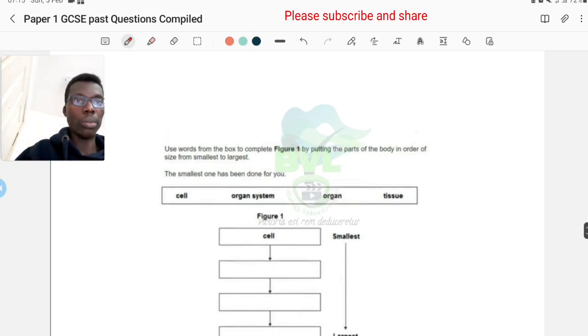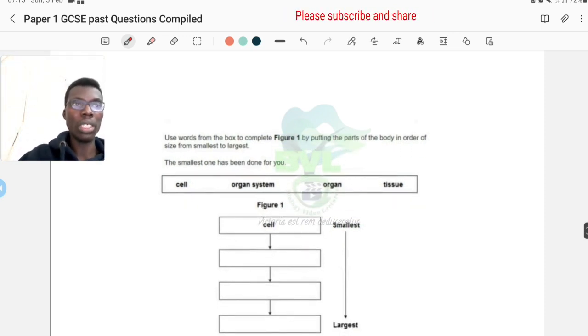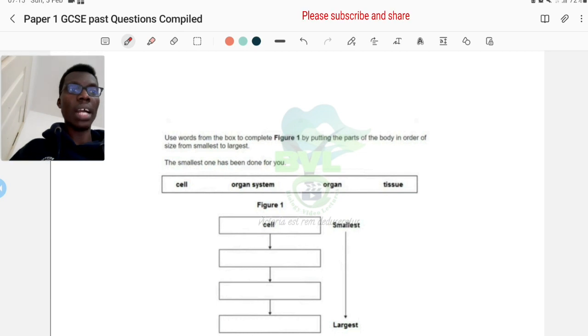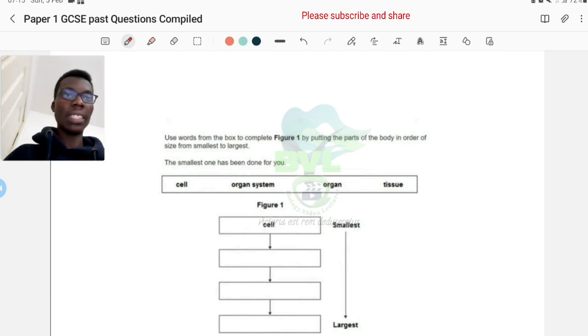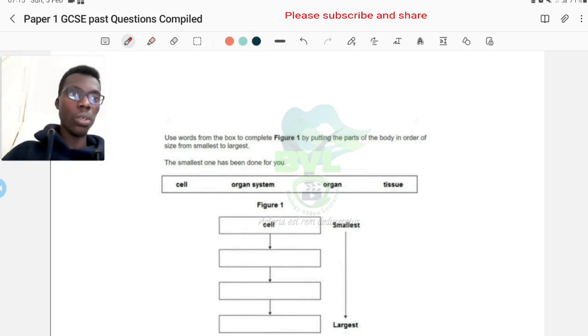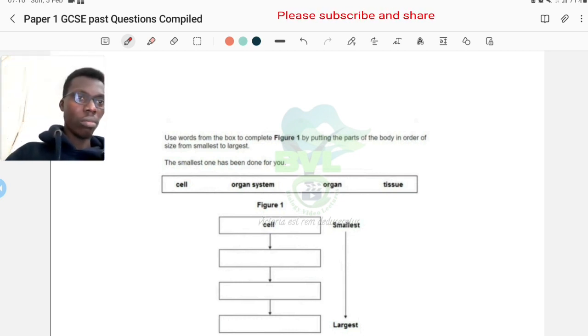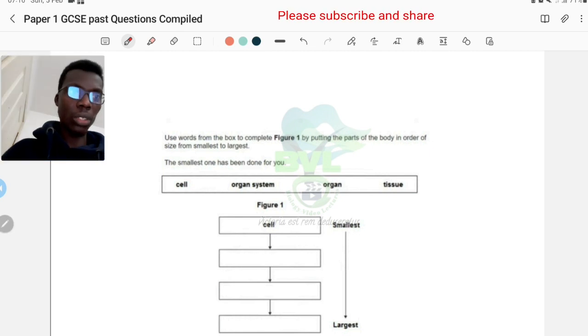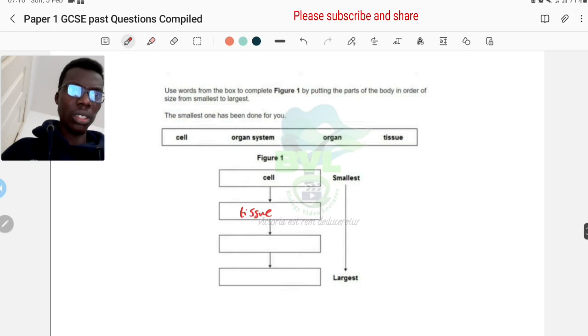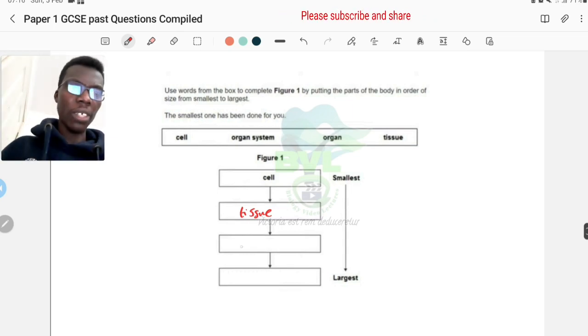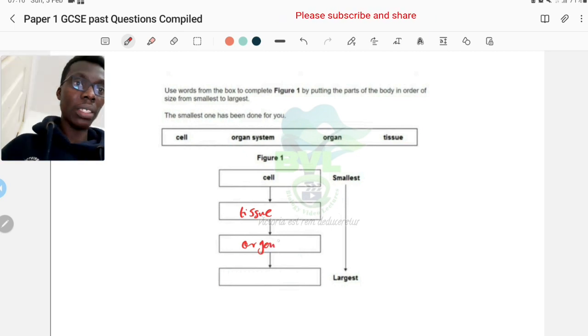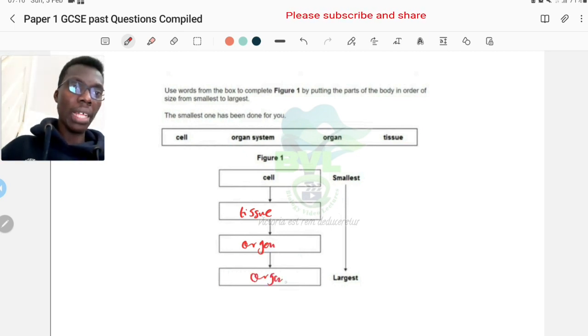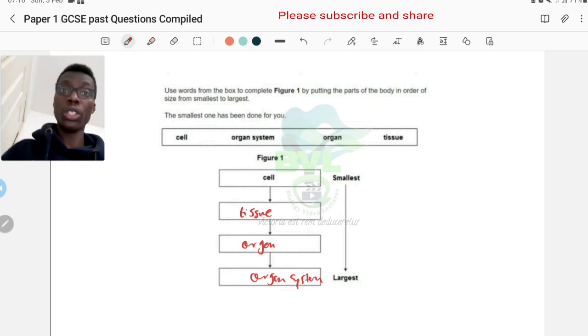Use the words from the box to complete figure 1 by putting the parts of the body in order of size from smallest to the biggest. Okay, so after cell, the next thing we should have is tissue. This is called organization of cells, of structures. So this is going to be organs, then organ system, or sometimes for short, system.